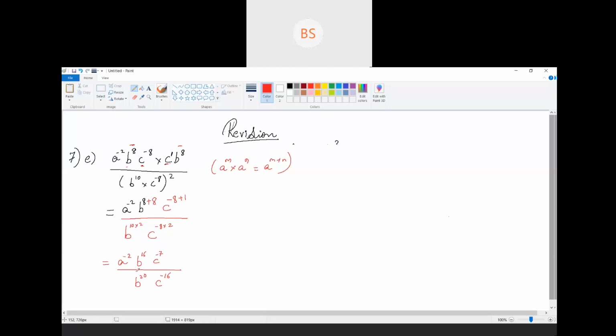Now as we can see, we have common bases. You can see these two terms have common base of b and these two terms have common base of c. So here applying the law, then it will become a raised to minus 2 as it is. Now here which law will I be applying? I'll be applying a raised to m upon a raised to n is equal to a raised to m minus n. So this will become... Ma'am, it is minus 2. Okay, minus 2, yeah.